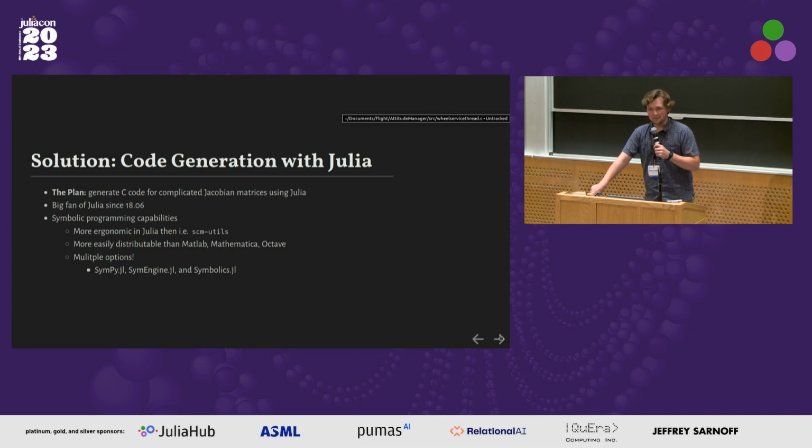I'd also used SCMUtils before. I don't know if anyone's seen that, but it's in Scheme, which is cool, but hard to use. And I was also intrigued by, at the time, the multiple backends for the symbolic stuff. So I ended up using SymEngine. If I was doing this again today, I'd like to do it in Symbolics. So that might be some future work.